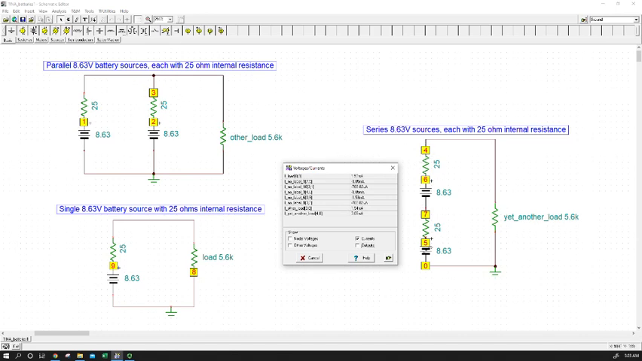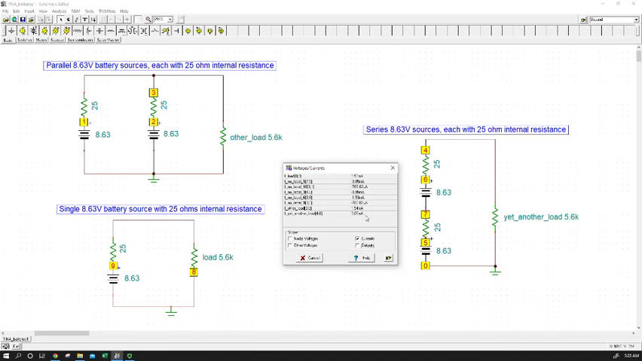Now if we look at putting those two real voltage sources in series, we get a little bit different effect. Now we're looking at the current through yet another load, same resistance, 5.6K. And in this case, we could just apply Ohm's law by bundling the resistors together. So if we look at this, we get 3.05 milliamps through our load.